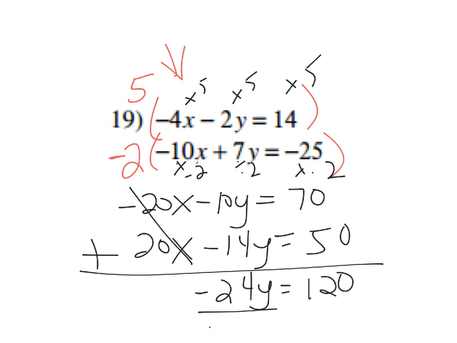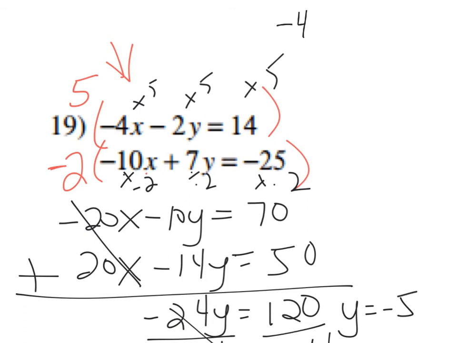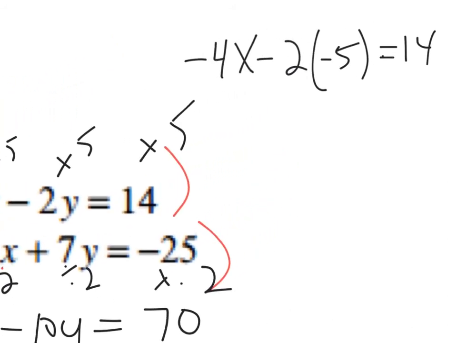And the last step of this is to divide both sides by negative 24, giving me a value of negative 5 for y. And then if I go ahead and plug negative 5 into one of these original equations for y, I can go ahead and find the x. So I'm going to do negative 4x minus 2 times negative 5 equals 14. That was my first equation. Doesn't matter which one I use. They're both going to give me the same answer.